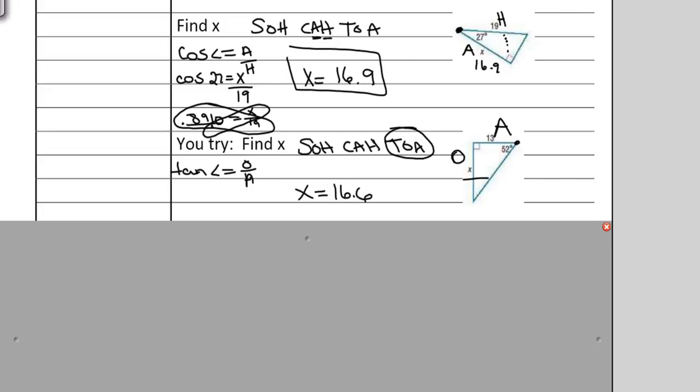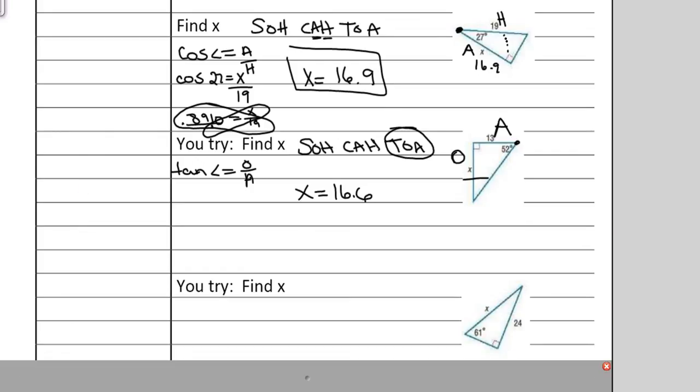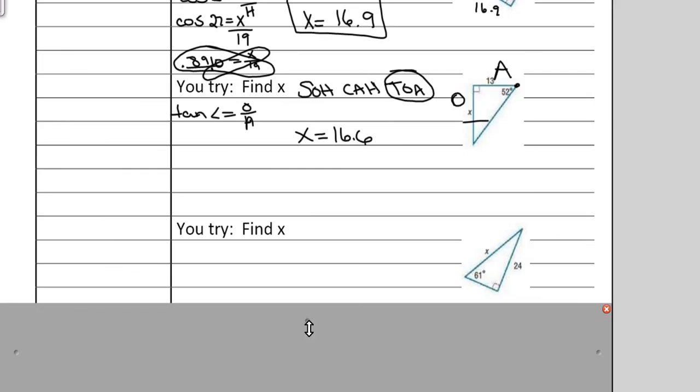Okay, and you should have gotten that x is 16.6. If you did not get this, you need to raise your hand and ask and make sure that you truly understand it. Okay, and I'm going to leave you to do the last example completely on your own.